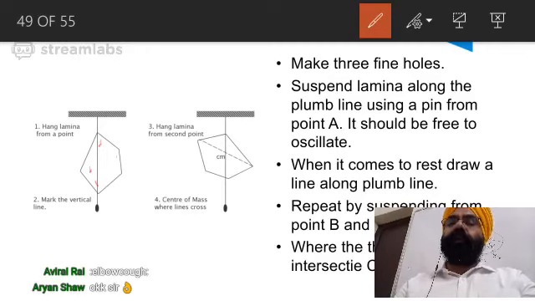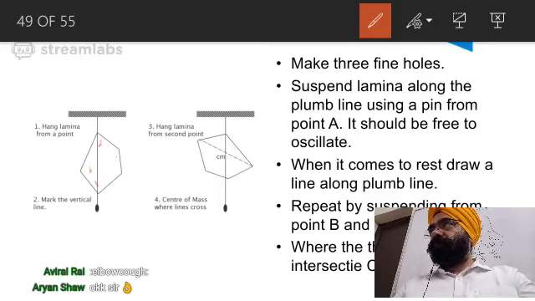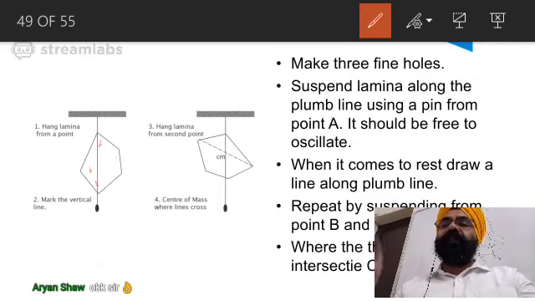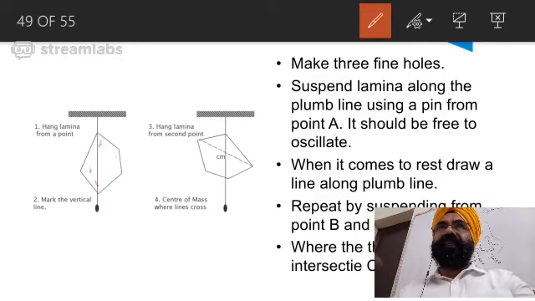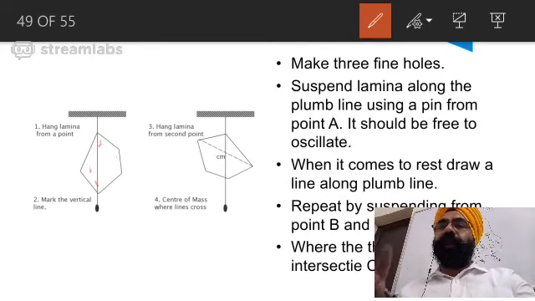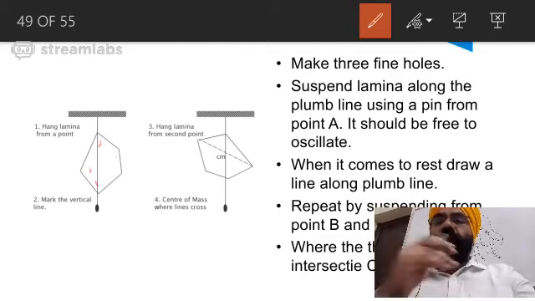Now what do I do? I hang it through a pin such that it is free. I'll just tap it and check that it is moving freely, and if it is freely moving, then I'll let it come to rest. Once it has come to rest, I use a plumb line. A plumb line is something which the masons use. When masons build a wall, you must have seen them use a plumb line so that the wall is straight up, and doesn't get slanting to one side.